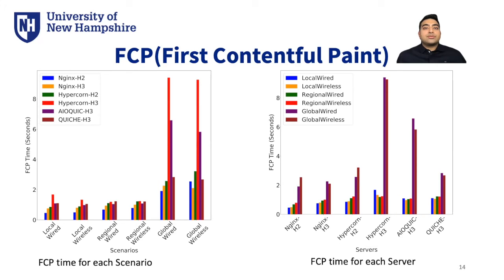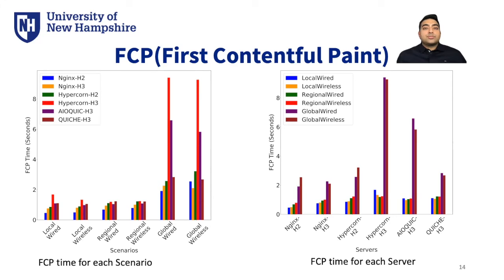We see how the FCP time goes up when the client and server distance increases. In the right figure, we also see that different servers show considerable difference in FCP time. It is observed that Nginx HTTP2 takes the least FCP time in all scenarios, except in the case of the global wireless scenario, where Nginx HTTP3 outperforms all other servers.